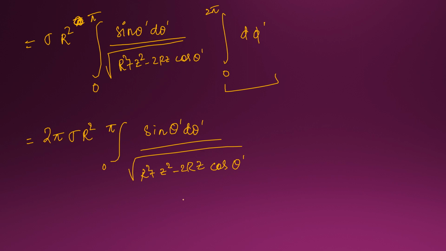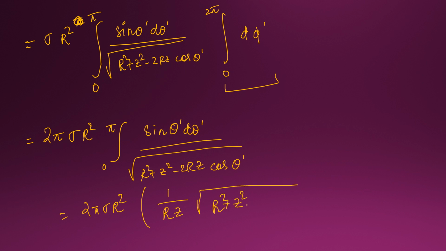Now what is the integration of this? We have done it before, so you just have to remember this one. Solving it will take so much time. You just have to remember the value, that is 1 by R z, with the whole root going to the upper part, numerator R square plus z square minus 2 R z cos theta dash, from 0 to pi. I'll put the limits in place of theta dash, not z or R. Theta dash is the variable here.